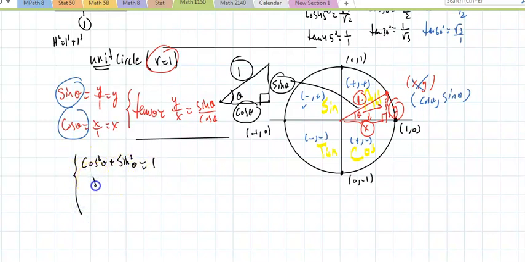You divide everything by cosine squared. Sine over cosine is tangent. 1 over cosine is secant. And you go back and divide everything by sine squared. Cosine squared over sine squared. Sine squared over sine squared. 1 over sine squared. And you could derive the rest from there.